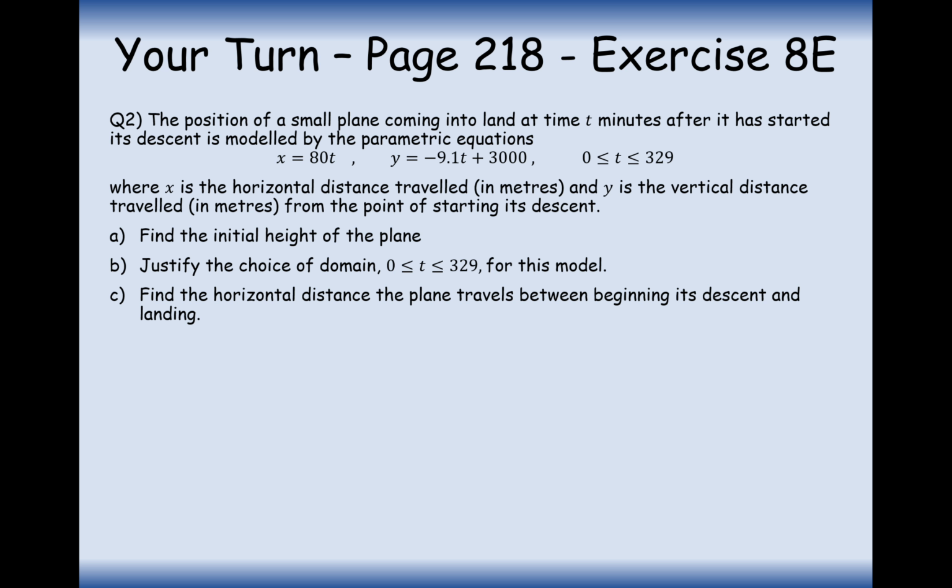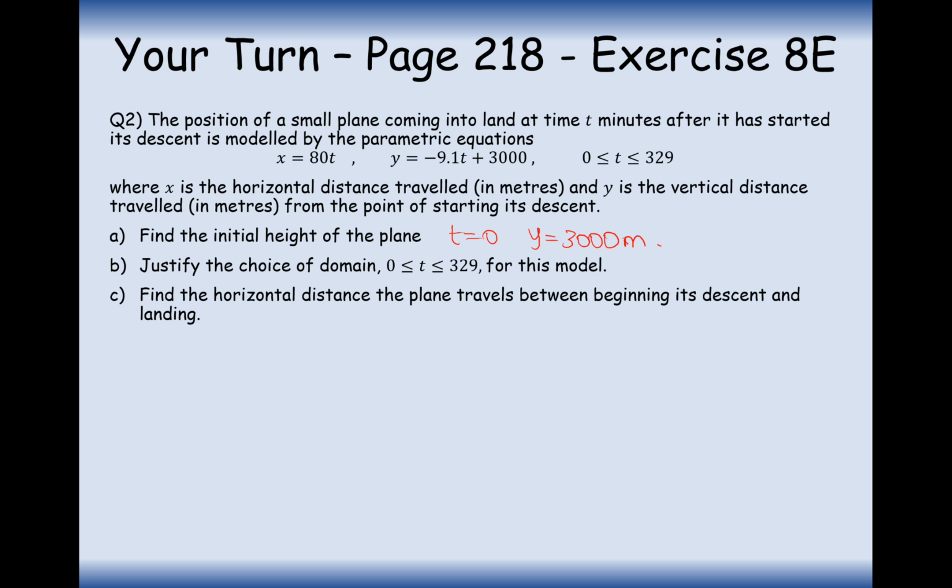Okay, question 2 here. The position of a small plane coming into land at t minutes after it has started its descent is modelled by the parametric equations x equals 80t, y equals minus 9.1t plus 3000, where x is the horizontal distance travelled and y is the vertical distance travelled from the point of starting its descent. Find the initial height of the plane. Well, that's nice and easy. We just plug in t equals 0 into y, and that's going to give us 3000 meters.